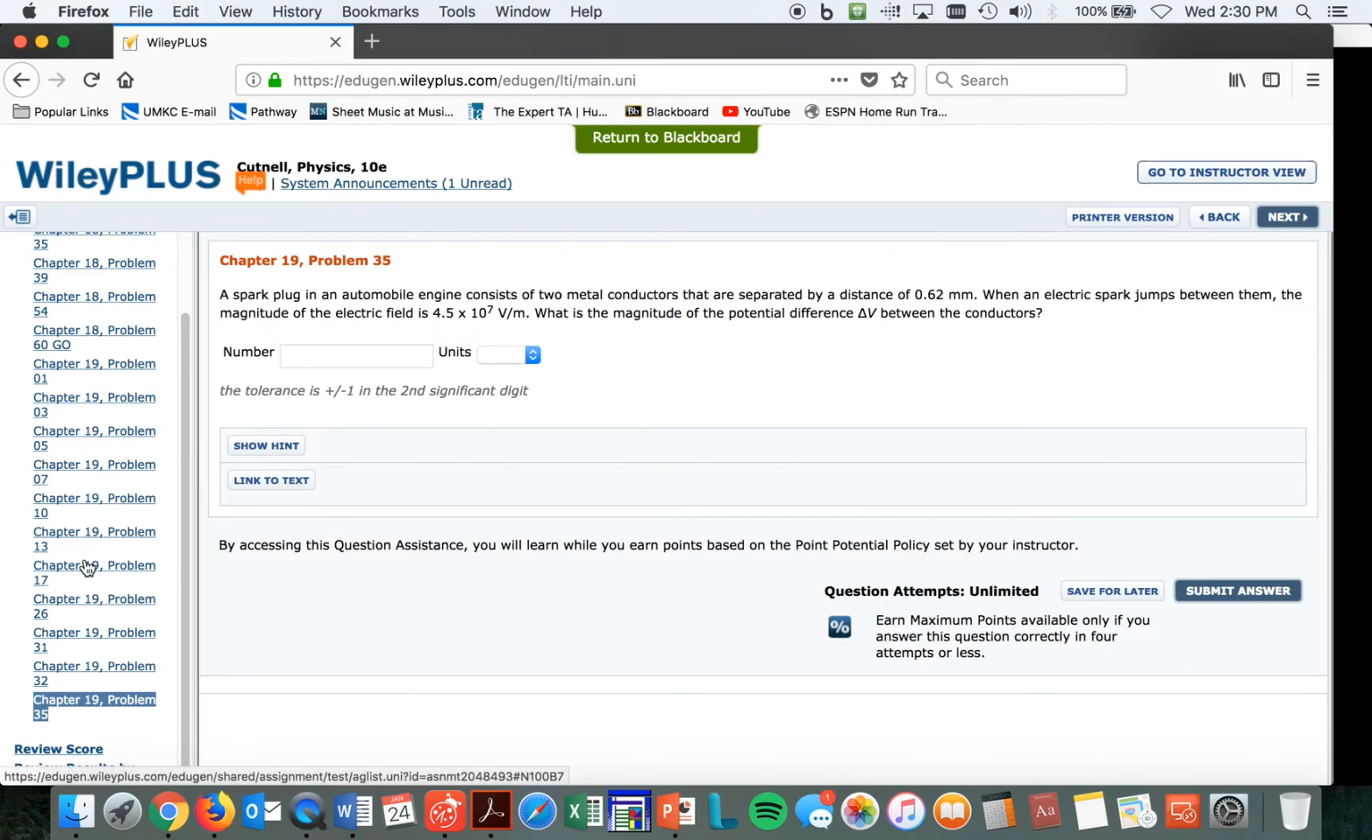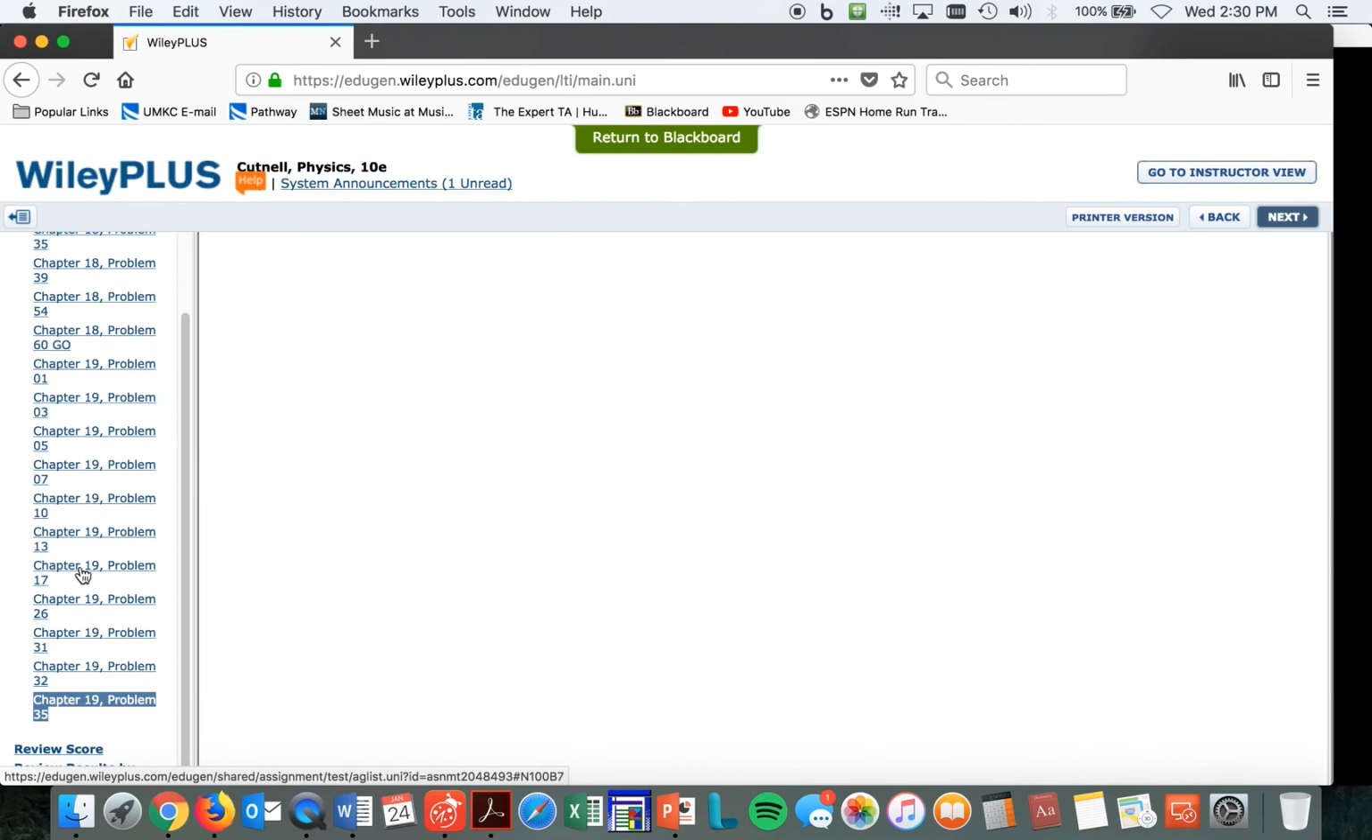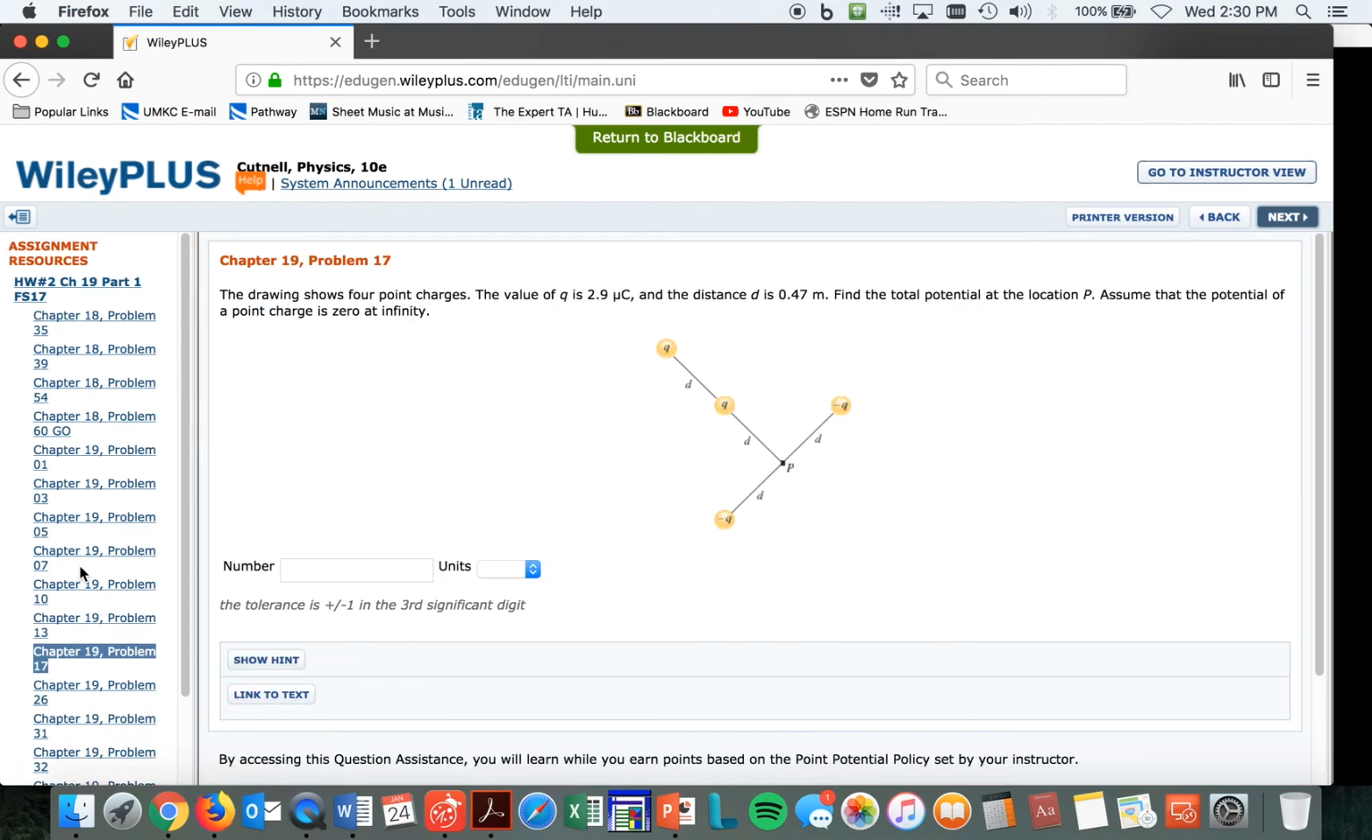Let's take a look at this problem here. This one causes a lot of heartache for folks. It says find the total potential at point P. All you do is put in the chart, and D is equal to 0.47. You don't have to do any kind of vector stuff. That's the beauty of this: this guy is KQ over R, and this guy is negative KQ over R. Let's take a good hard look at this.